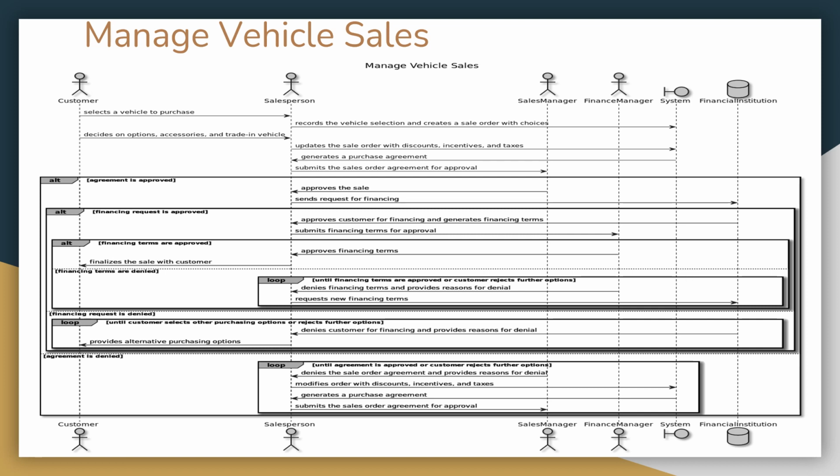In summary, the manage sales sequence diagram covers the comprehensive process of selling vehicles to customers in a car dealership.